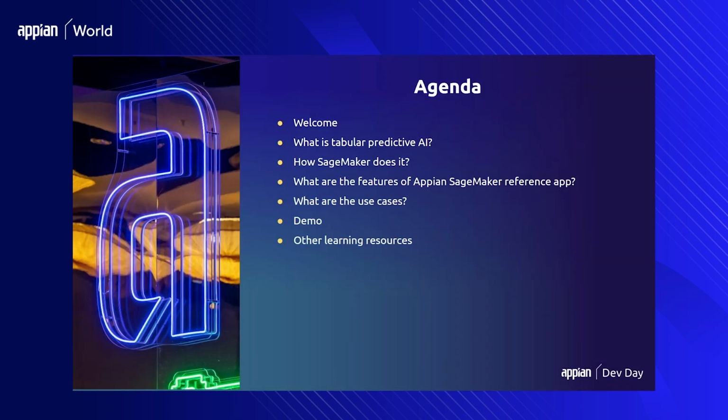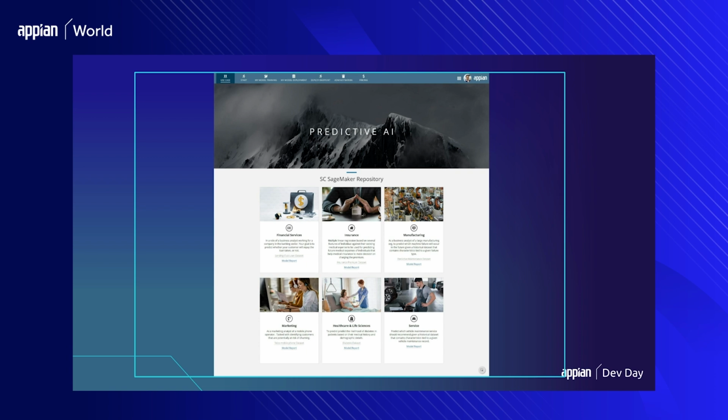So here is today's agenda. First of all, let's very briefly talk about what tabular predictive AI is, and what's the technology behind it, SageMaker. What are the main features of this reference app? And by the way, it's already released on the market and is a free download. What are the use cases? And we will show a live demo. So here is what the dashboard of the reference app looks like.